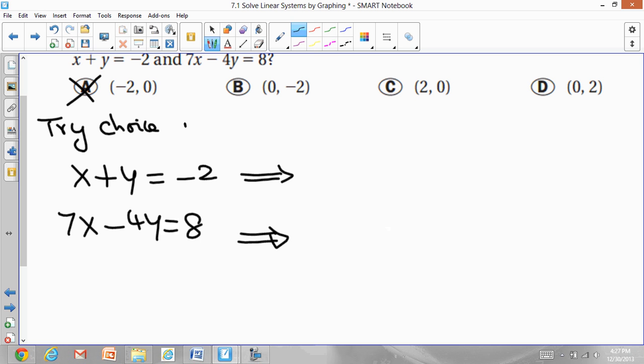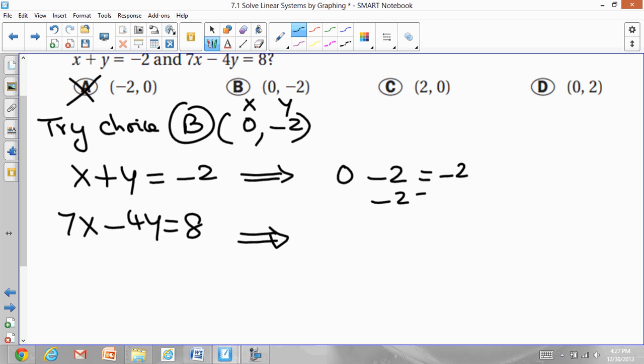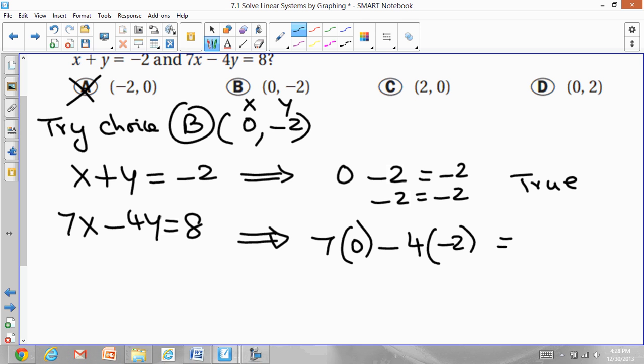Answer choice B is giving me 0 and -2. The first one is my x, the second one is my y. So I'm going to go for my first equation, replace x by 0 and y by -2 equals -2. -2 is equal to -2, which is true. Now I'm going for my second equation, 7 times my x, which is 0, minus 4 times my y, which is -2, equals 8.